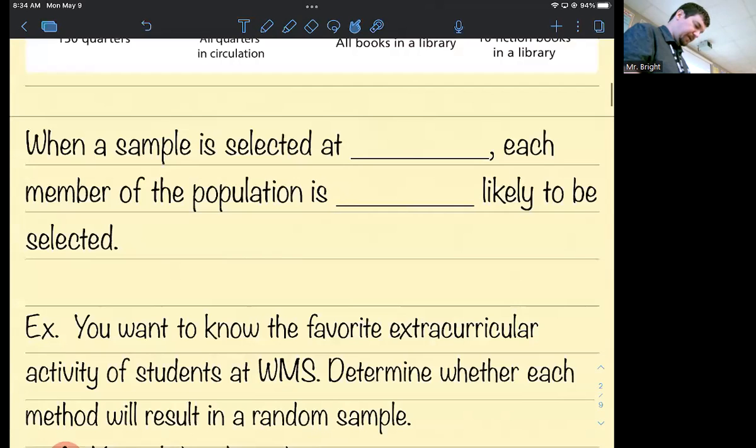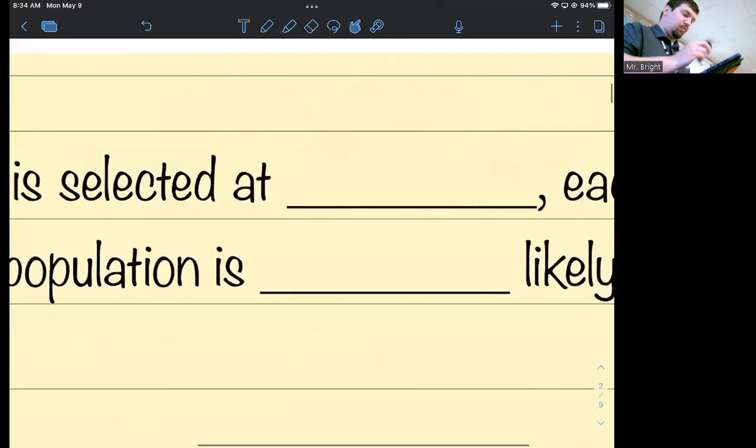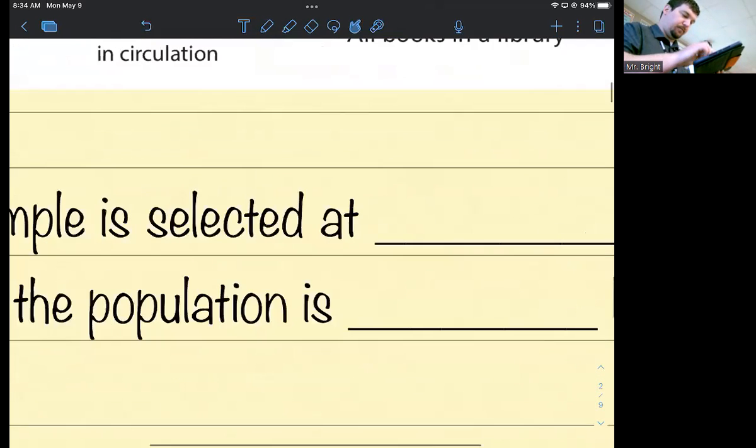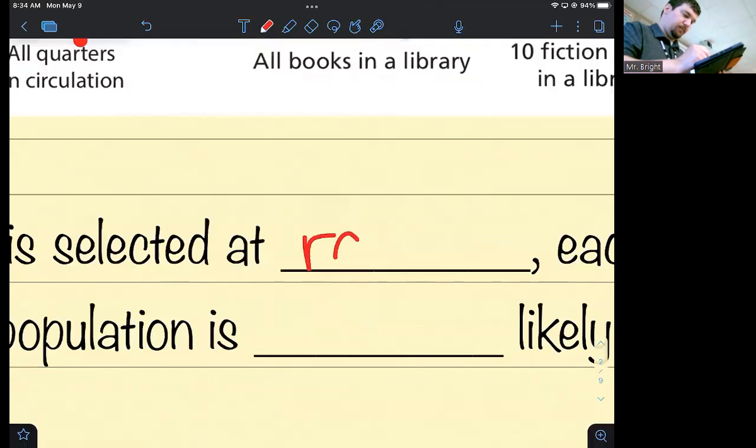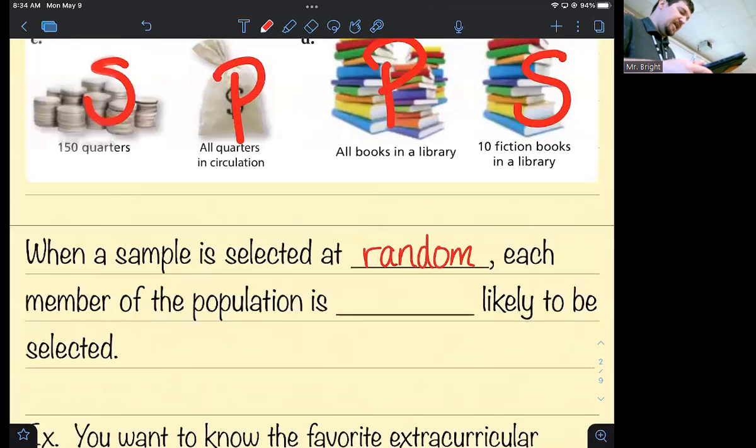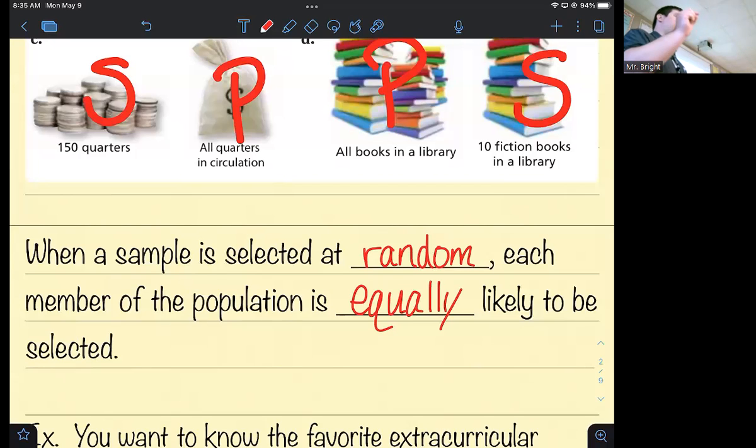Okay. When a sample is selected at random, each member of the population is equally likely to be selected. That's why I've been making sure you guys are writing down the names of the people we've been surveying, because I want to make sure it's done randomly. If you don't do it randomly, then the results you're going to get will be biased. You've heard me say that word quite a bit.